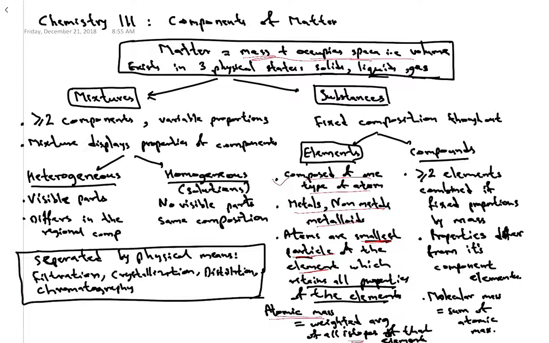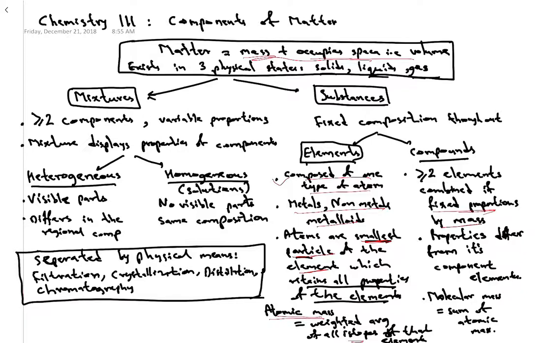The atom itself is the smallest particle of an element which has all the properties of that element. And atomic mass is the weighted average of all the isotopes of that element, and we'll talk about isotopes in a second. Compounds, of course, have two or more elements, and these elements, by the law of definite proportion, are combined in fixed proportion by masses.